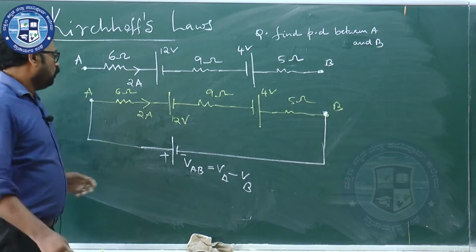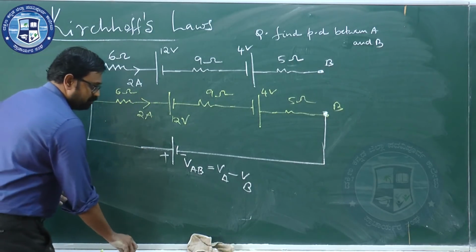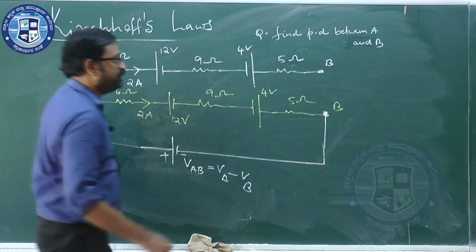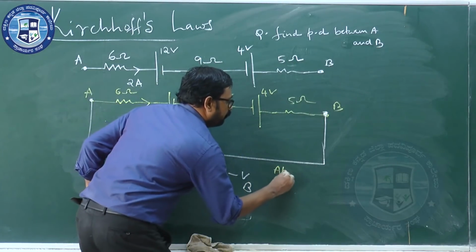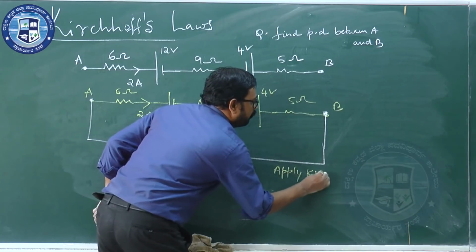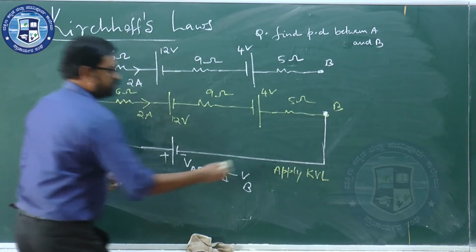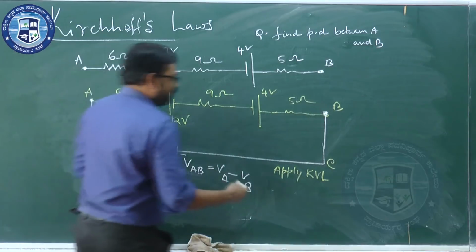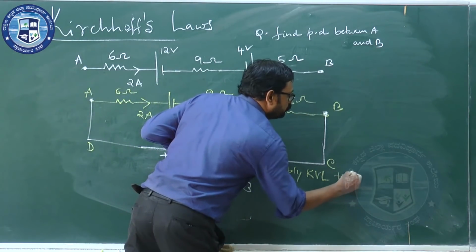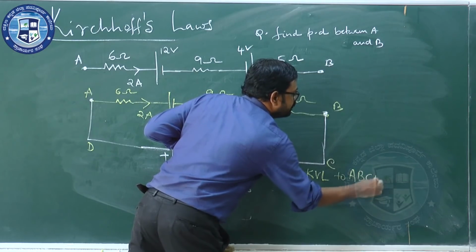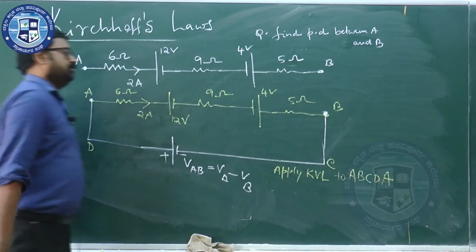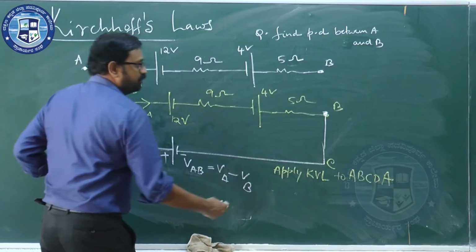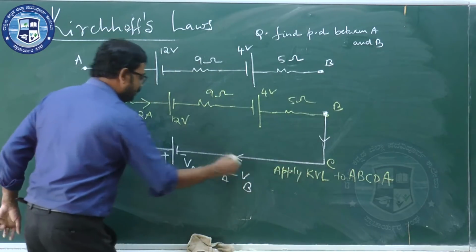Over. Apply KVL to the mesh. You already have a closed path, right? What is the problem in applying KVL? If you want to name the mesh, I can, for your convenience. Actually not required, but to make it more clear, apply KVL to a mesh. Can I say A, B, C, D, A? Single path, no? Current should be in this direction. Do you agree with me?